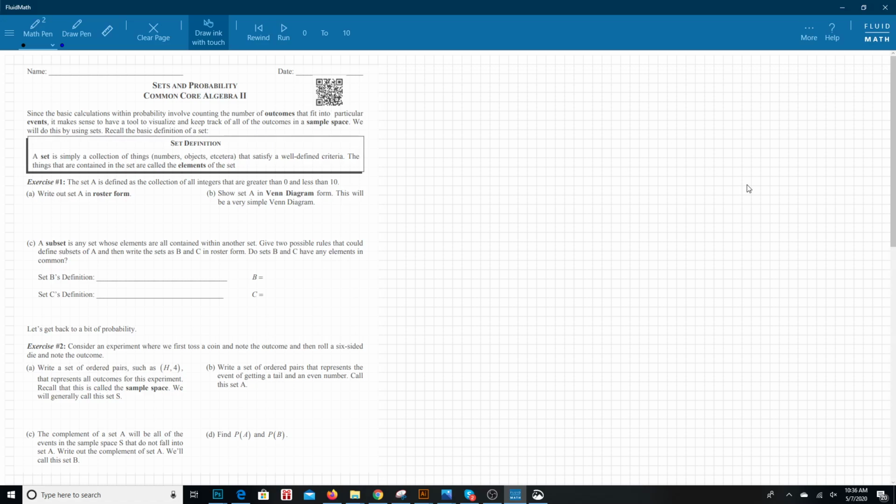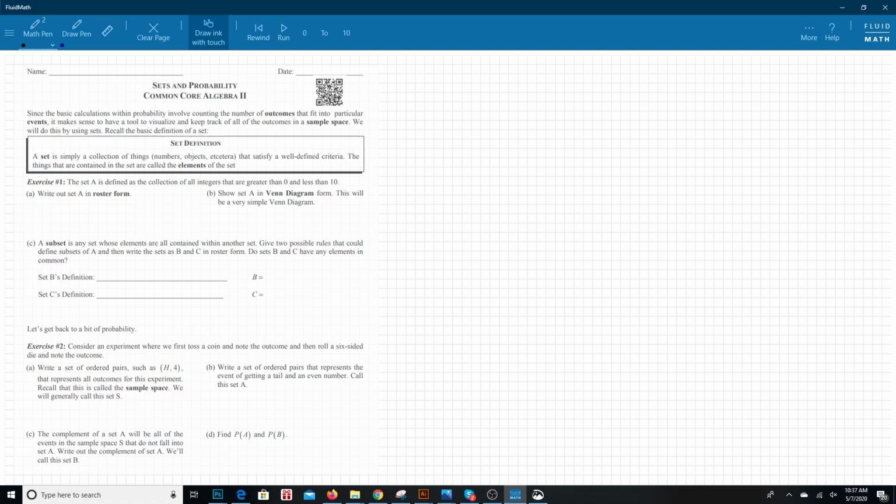This is a new worksheet, guys. It will be worksheet 33, sheet 2. I'll go ahead and upload that. All right, so sorry. This is on sets and probability.